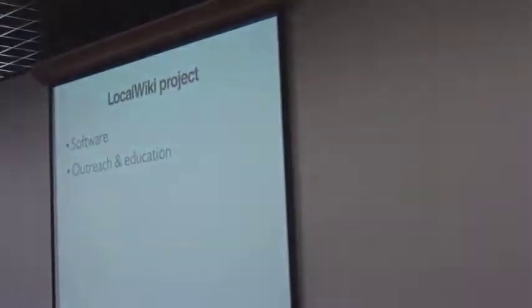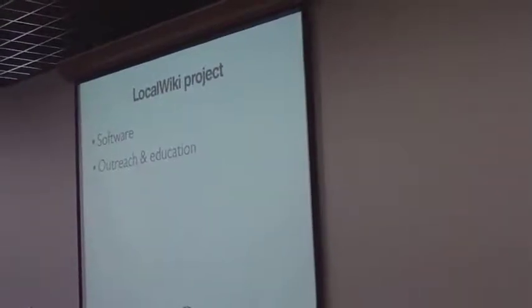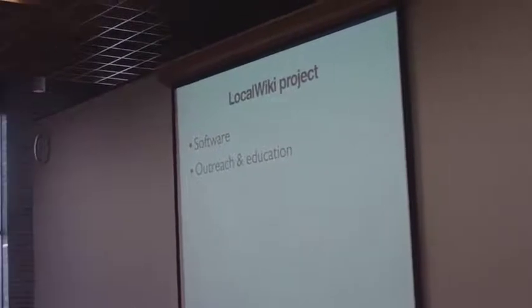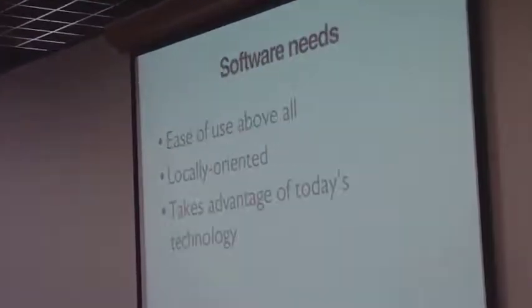One of the things that's different about local wiki is that it's distributed. It's geographically distributed, and it's also technically distributed in certain ways. With local wiki, there's essentially two main components. There's the software component, which is what we got a grant for and have been working on. And then there's an outreach component and an education component. When we started looking at what we wanted from a technical perspective with the local wiki software, we started thinking about what the most important things would be.